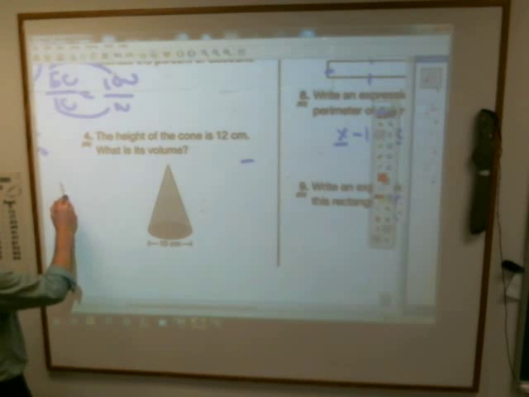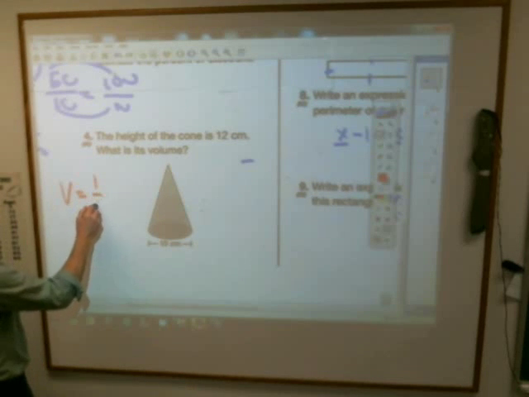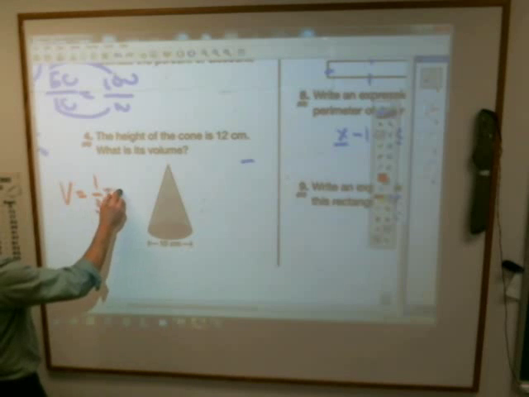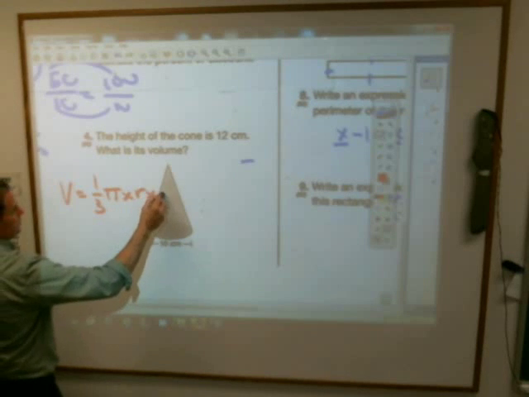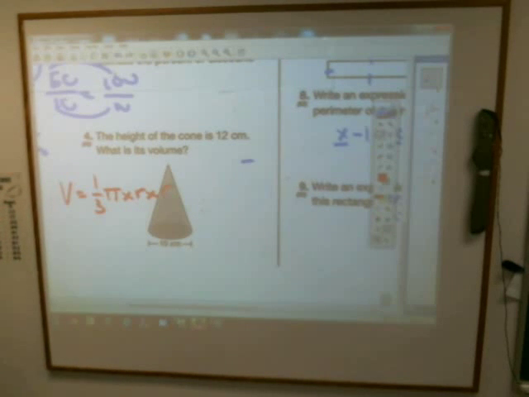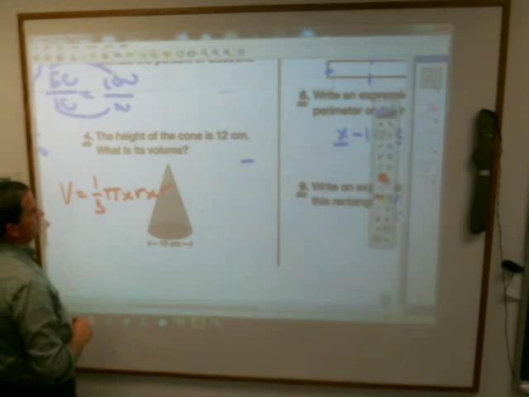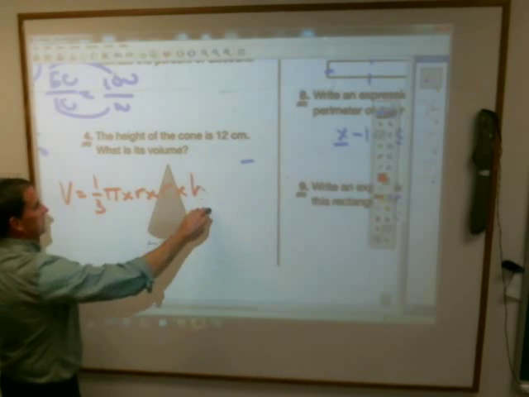What is volume? Volume of a cone is 1/3 what it would be if it's a cylinder. So it's pi times radius times radius, times the height, the volume of the cone. Oh, times height. Just checking to see if you're listening.